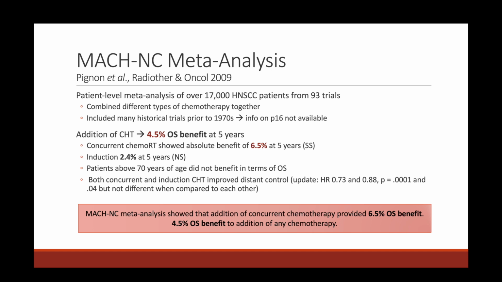Now, concurrent chemoradiation showed the most benefit, an absolute benefit of 6.5% at 5 years, which was statistically significant. Induction chemotherapy did not show a significant benefit, only 2.5% at 5 years. And so again, I talked about that GORTEC study that showed no benefit to induction chemotherapy with cisplatin-based chemoradiation. And same thing here, the induction chemotherapy wasn't significantly beneficial, but the concurrent chemoradiation was beneficial. Patients above the age of 70 did not seem to benefit much in terms of overall survival. So this meta-analysis is important to know because it tells us that adding concurrent chemotherapy to radiation provides about a 6.5% overall survival benefit, and adding any chemotherapy at all, whether that's induction or concurrent, is a 4.5% survival benefit, but it's really driven by the concurrent chemotherapy with the radiation.